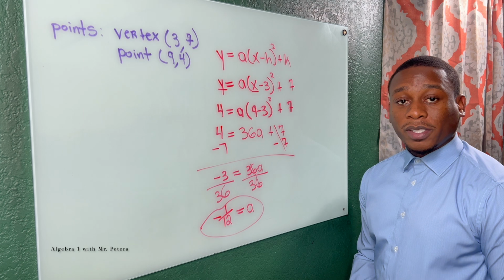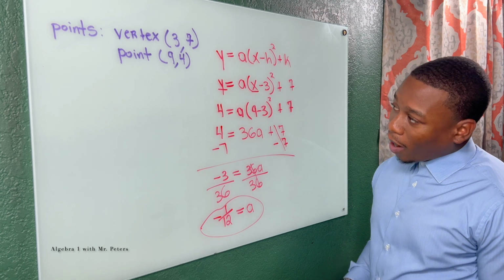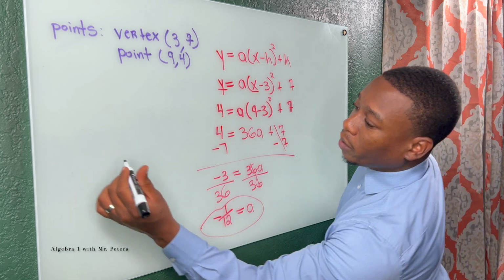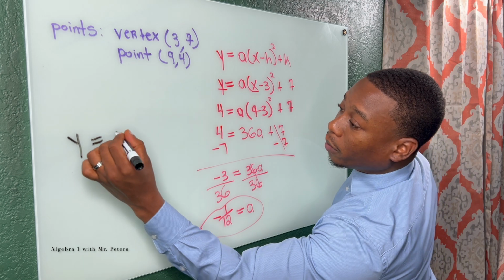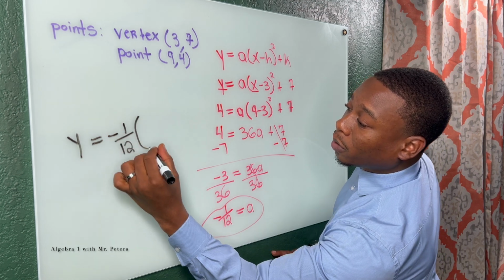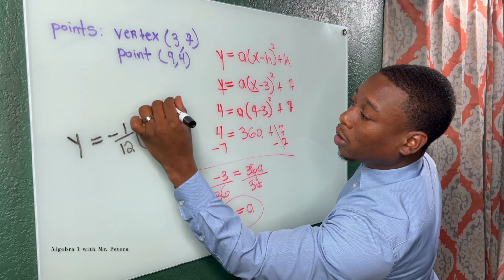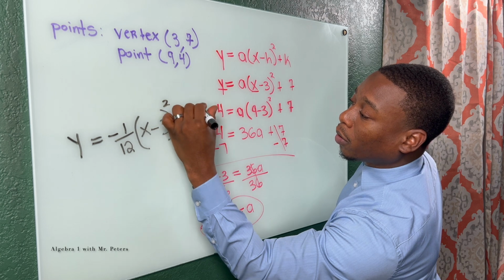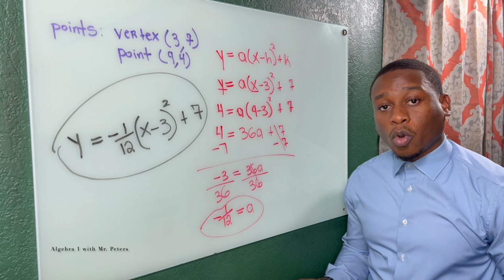Now that we have all this information, we can go back and write the equation for the parabola. So our equation would be y is equal to our a, negative 1 over 12, times x minus 3 squared plus 7. So this would be the equation.